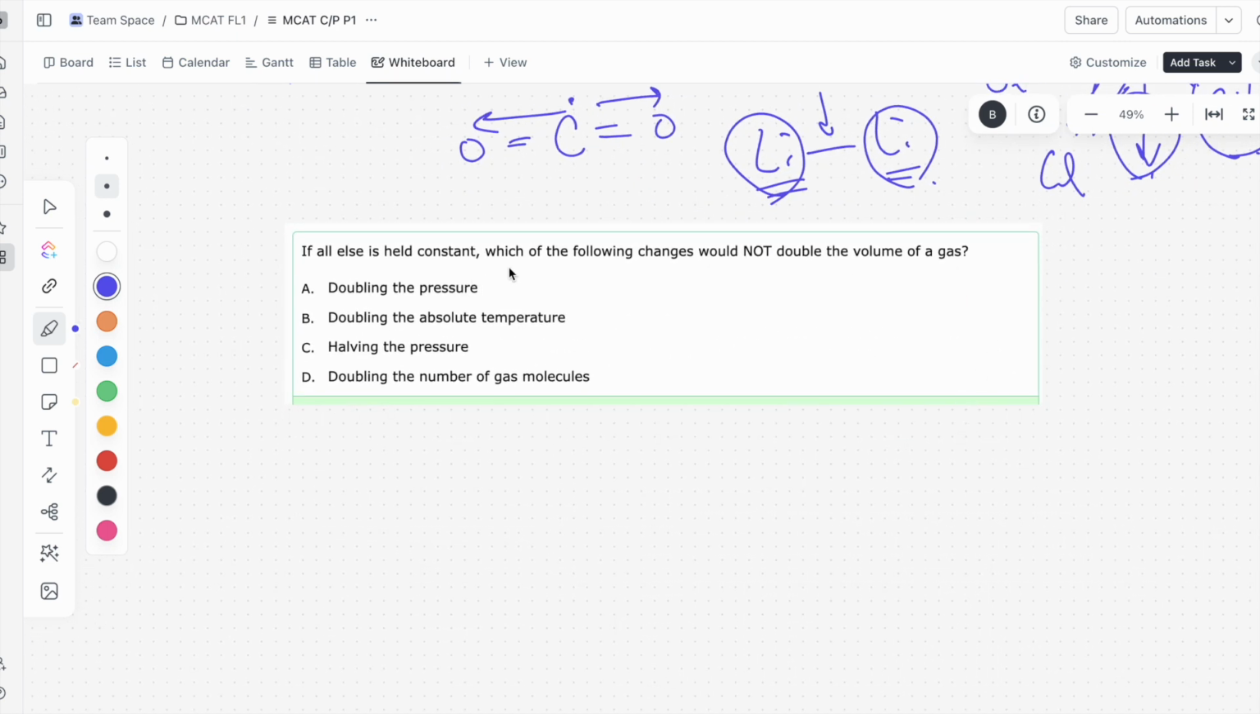Let's move on here. If all else is held constant, which of the following changes would not double the volume of a gas? All right, let's go through B, C, and D again. Let's look at B, doubling the absolute pressure or absolute temperature.